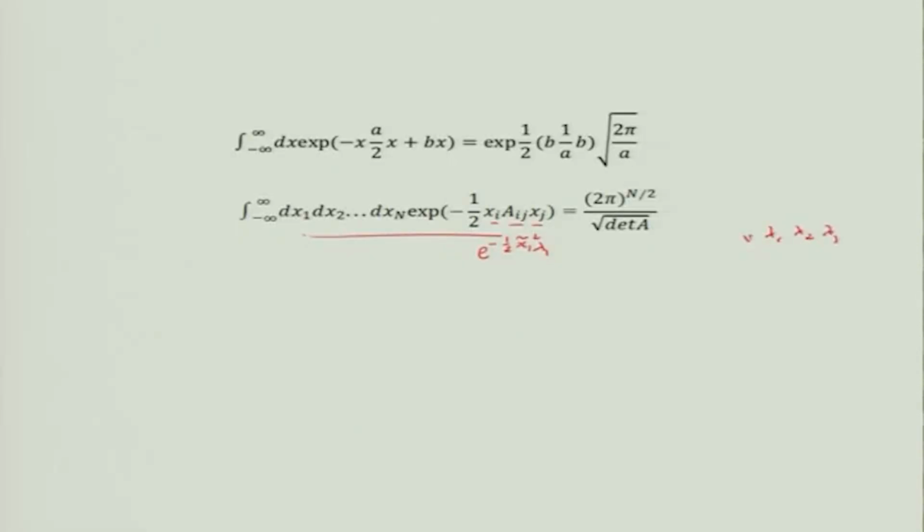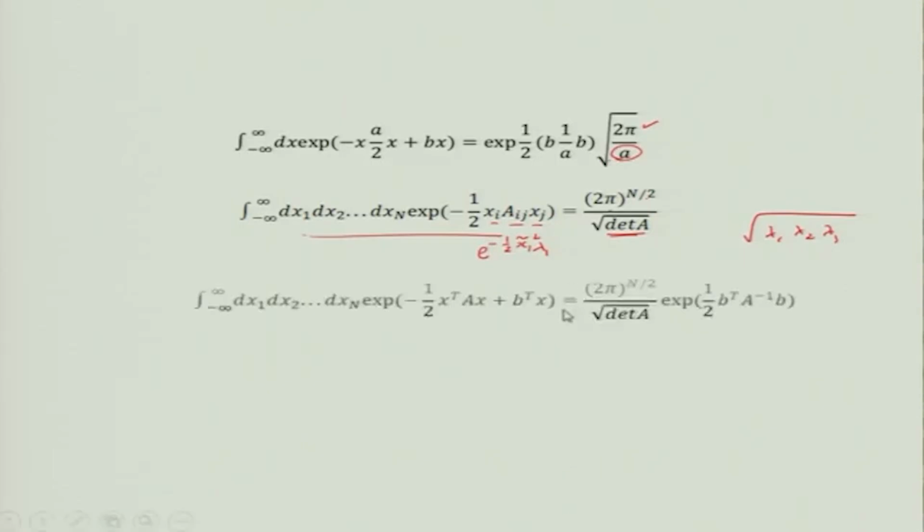If I do the integral, I will get lambda 1, lambda 2, lambda 3, all under a square root. So, this a becomes lambda 1, lambda 2, lambda 3, and so on. We get 2 pi to the power n by 2, which is from here, and this a is replaced by the product of eigenvalues, which is the determinant of a. Interesting. So, for n variables we can also compute the integral.